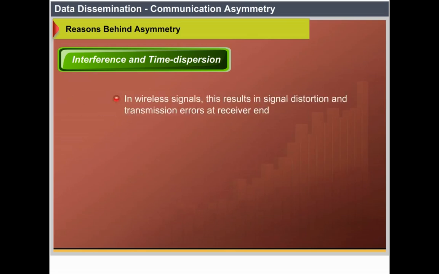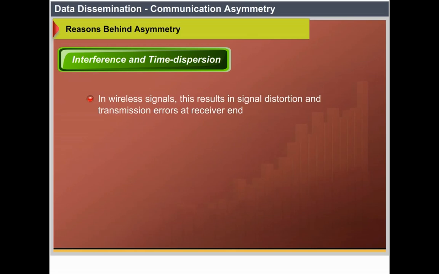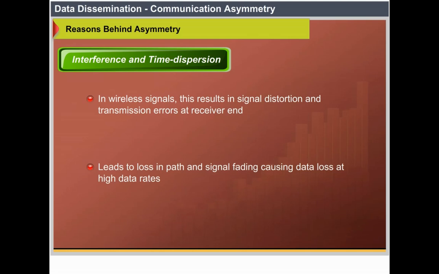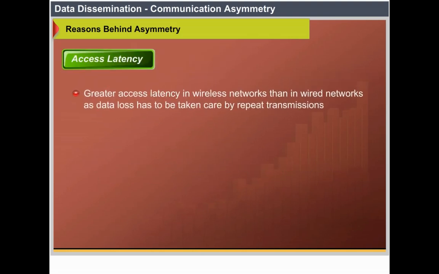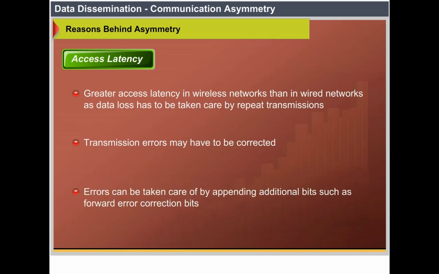Interference and time dispersion. In wireless signals, this results in signal distortion and transmission errors at the receiver end. It can also lead to path loss and signal fading, causing data loss at high data rates. Access latency: greater access latency in wireless networks than in wired networks, as data loss has to be taken care of by repeat transmissions. Transmission errors may have to be corrected. Errors cannot be taken care of by appending additional bits such as forward error correction bits.